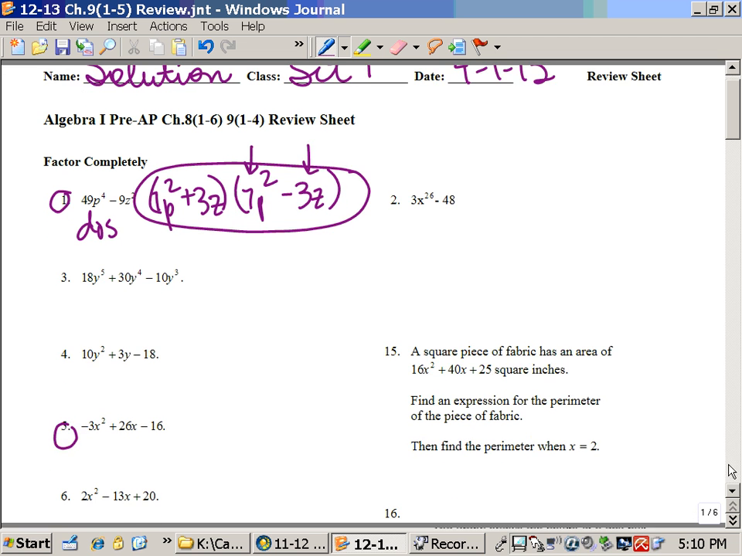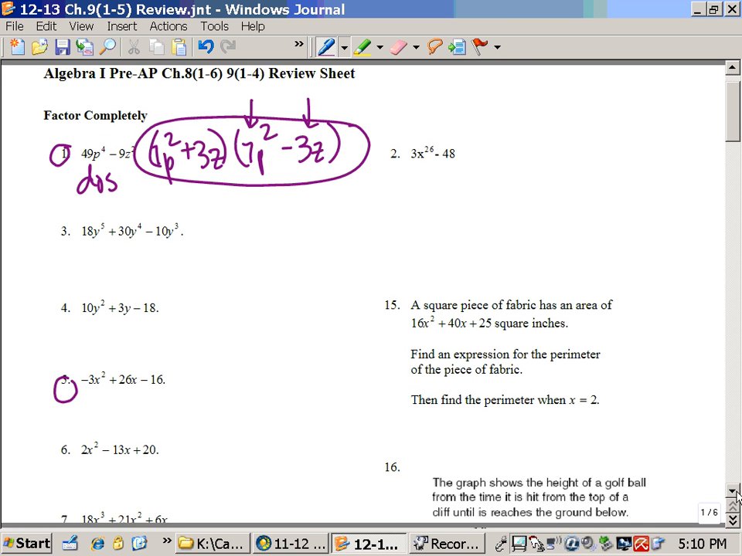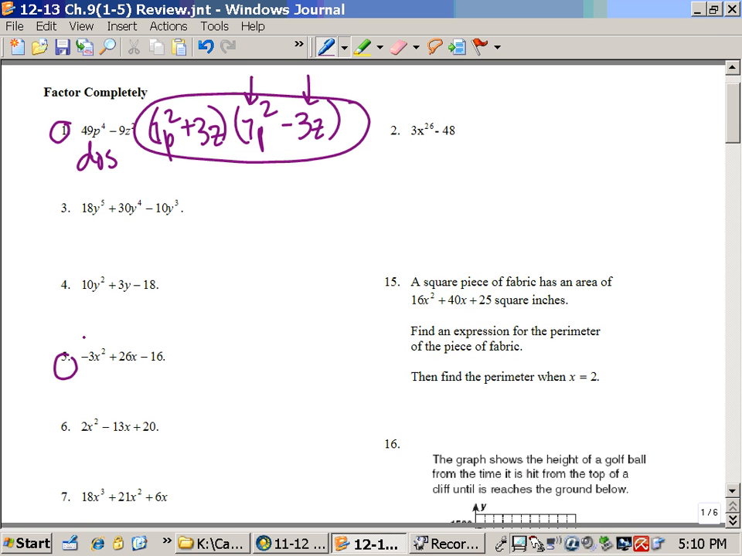Number 5. The first thing I have to do is get rid of that negative sign. I cannot factor with a negative in front. So what I'm going to do is take a -1 out in the beginning. So I have -1 parentheses, 3x squared minus 26x plus 16.